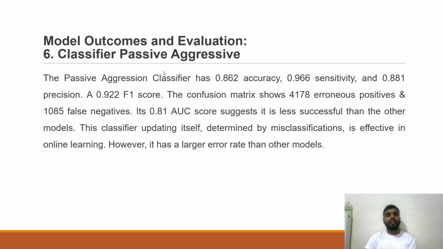The sixth one is the passive aggressive classifier. If we have a look at all of these results like accuracy, sensitivity, precision and F1 score, we can see that the confusion matrix shows a lot of errors: 4178 false positives and 1085 false negatives. We can also see that the AUC score of 0.81 suggests it is less successful than all the other models.